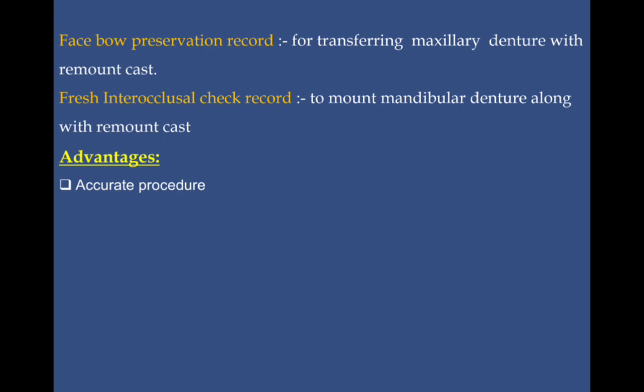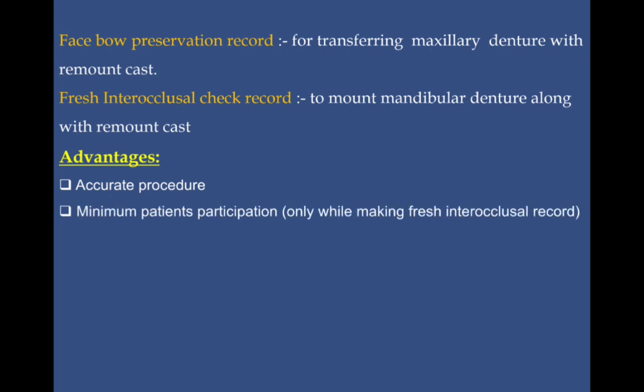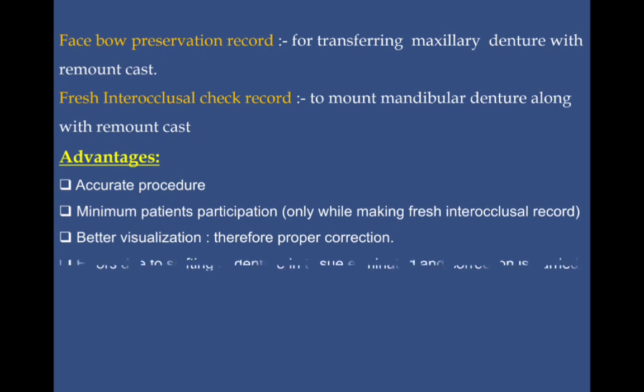So why is this procedure important, or what are the advantages? It is a more accurate procedure. There is minimum patient cooperation required. Only while taking an interocclusal record is the patient required, and because the corrections are done on the articulator, you have a proper understanding, proper visualization, and therefore proper correction can be done. Errors due to shifting of the denture on the tissue are eliminated while correcting.